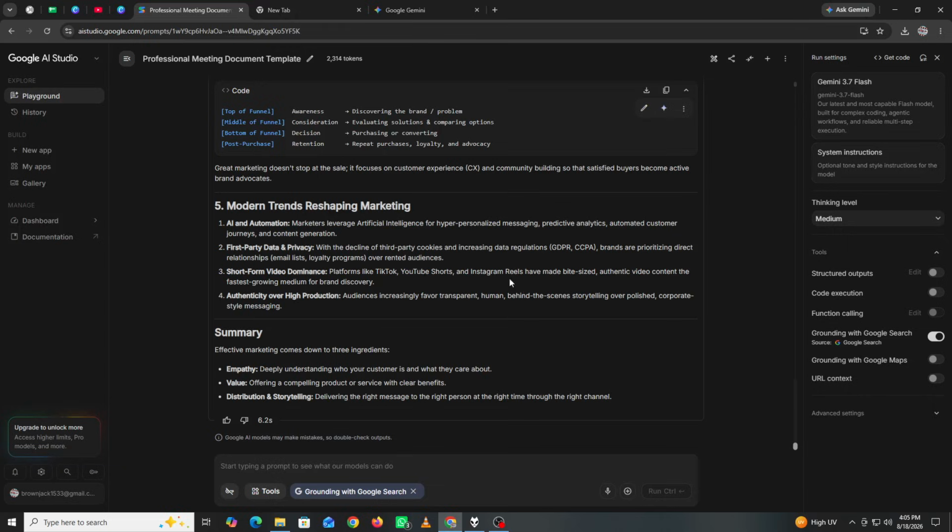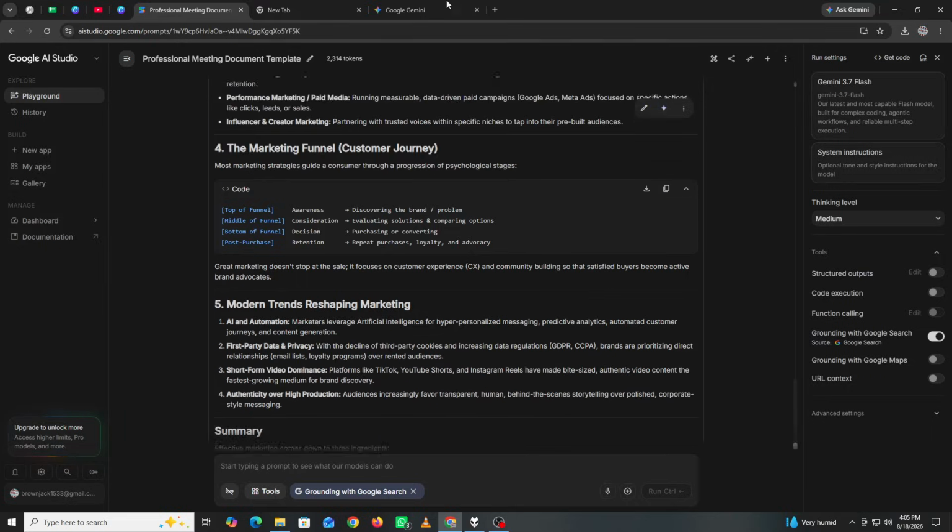If your application requires predictable data, use structured output or JSON when supported. You can also specify rules for what Gemini should do when information is missing. For example, tell it to say that information is unavailable instead of inventing an answer. After making changes, test the prompt again and compare the results.